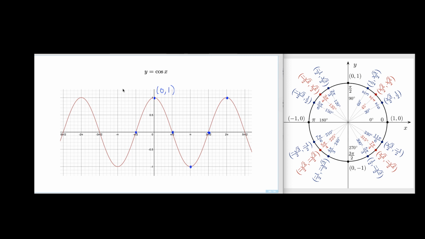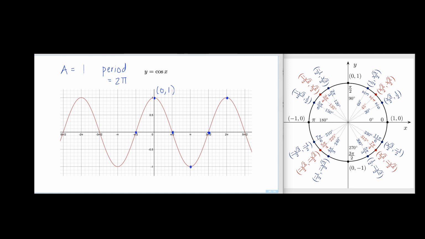It has what we call an amplitude of 1. So it goes down to -1 and up to 1. So the amplitude of this is 1. It has a period of 2 pi, so it repeats every 2 pi units. So let's think now about how to graph our function f of x equals 3 cosine x plus 2.